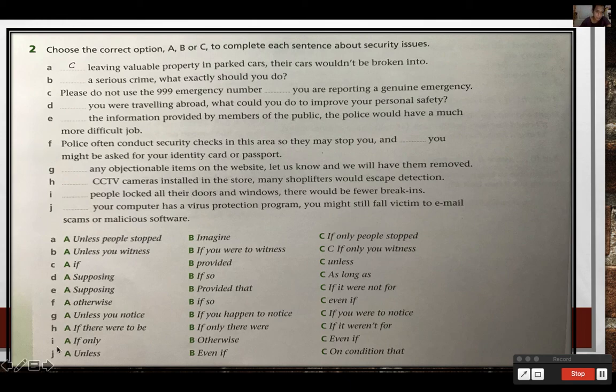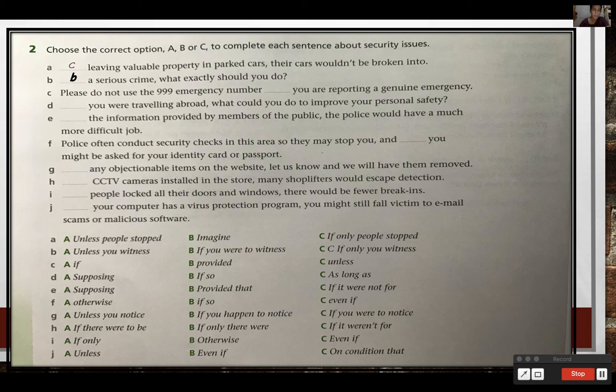Otherwise, right? So now, choose the correct option, A, B, or C, to complete each sentence about security issues. For each sentence, we have three options that we could use to complete it. For example, for letter A, if only people stopped leaving valuable property in parked cars, their cars wouldn't be broken into. B, a serious crime, what exactly should you do? What do you think is the correct answer? Only you witness a serious crime, or if you were to witness a serious crime, or if only you witness a serious crime. Which do you think is the correct answer? Very well. If you were to witness a serious crime, what exactly should you do?